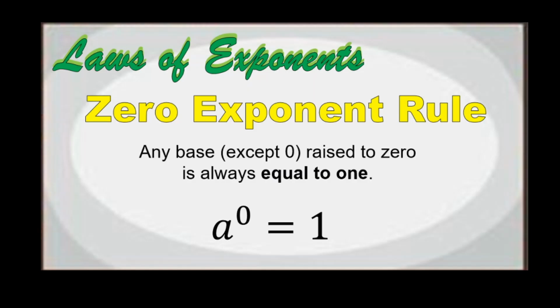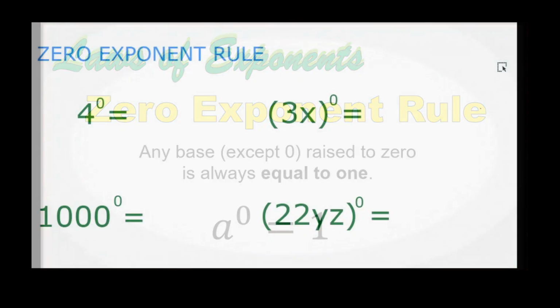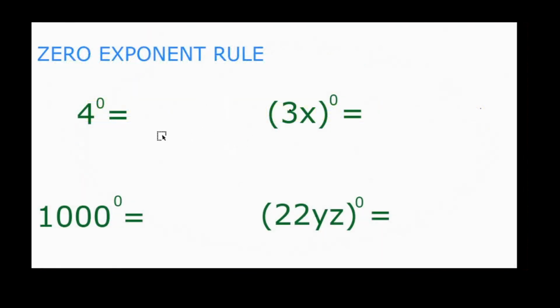Okay, so in terms of zero exponent, the rule is that any base except for 0, of course, 0 as a base is not allowed. Any base raised to 0 is always equal to 1. Okay, so now let's have some examples where we could apply the zero exponent rule.